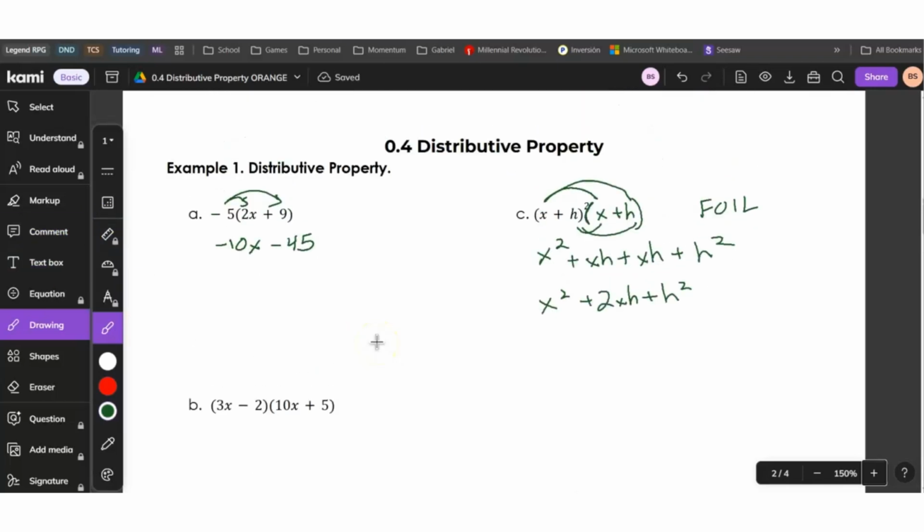Yeah. The L is lasts. So FOIL, I'll write it this way, is first, outside, inside, and then lasts.